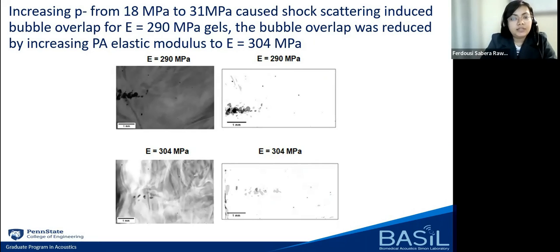On the other hand, increasing elastic modulus for the same peak negative pressure of 31 megapascals reduced shock scattering induced bubble cloud formation. Overlaying of three binarized images on the bottom right corner shows increasing elastic modulus reduced bubble formation site consistency.